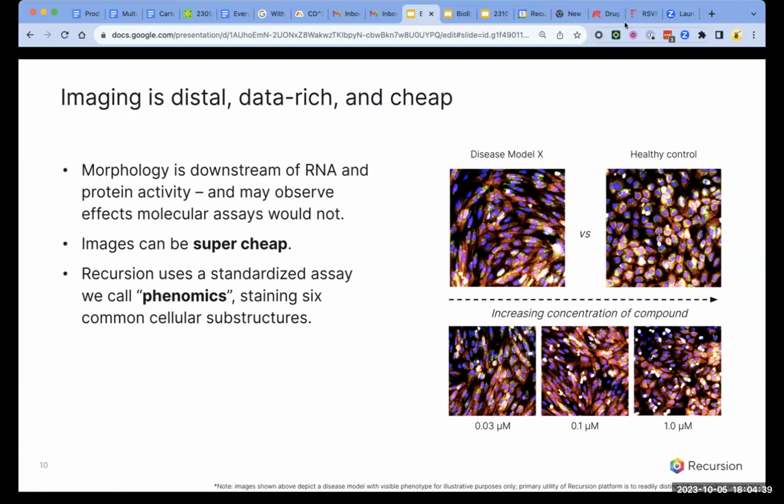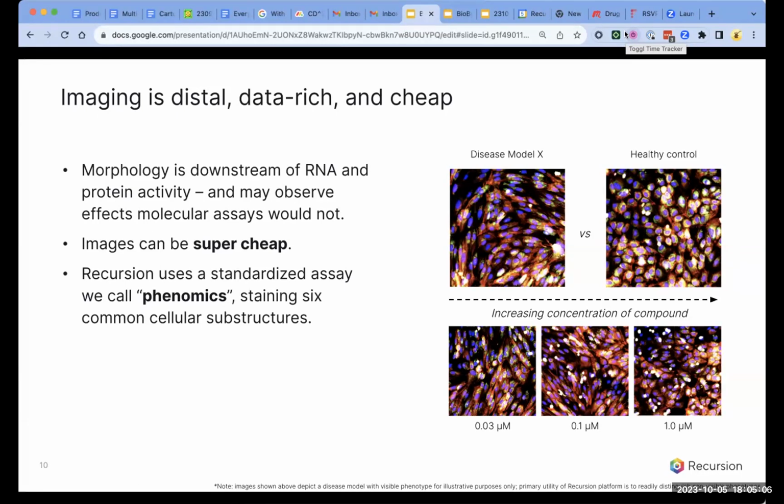All right, so imaging is a downstream readout. If we perturb the cell, if we knock something out, if we throw a chemical in there, what we see in the images is downstream of all the changes that have happened. So it gives us a good sense of what is the complex effect that this perturbation is causing in the cell. It's also really data rich. We get a lot of information from a single image, and it's cheap. They're way cheaper than running many of the omics technologies.